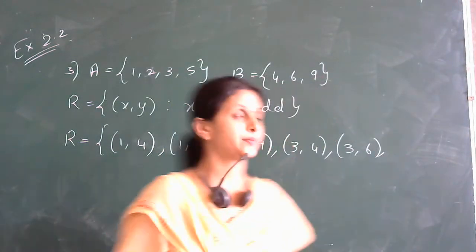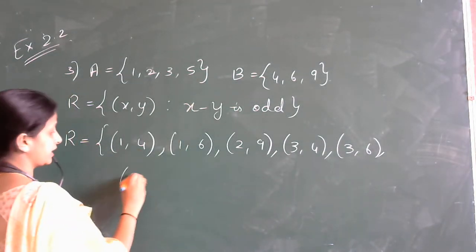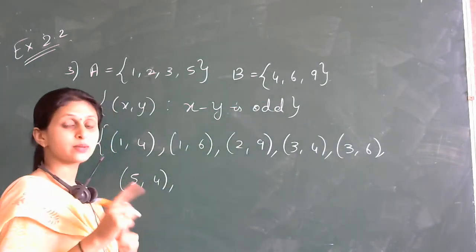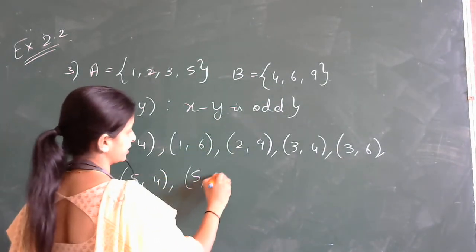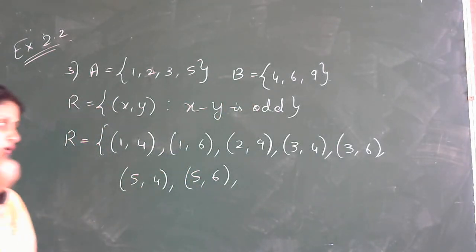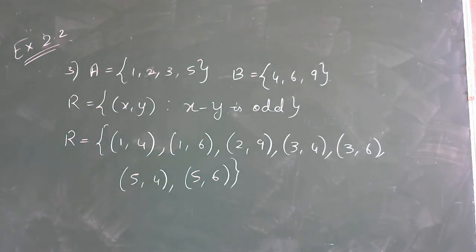Next, go for 5. 5 comma 4. 5 minus 4 is 1. It is an odd number, you can take it. Next, 5 comma 6. 5 minus 6 is minus 1. You can take it. It is an odd number. 5 comma 9. 5 minus 9 is minus 4. You can't take it because it is an even number. So these are all the elements in the relation.